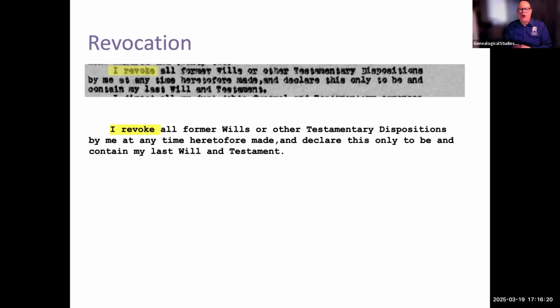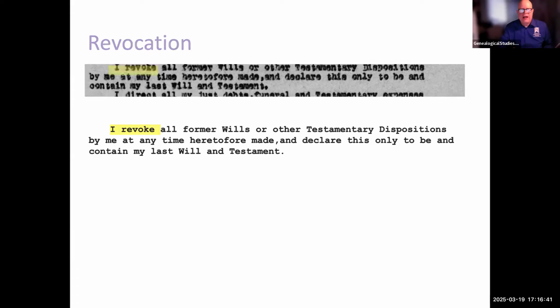I mention that because I know it's very confusing and it's very hard when you're starting to deal with these documents the first time. You don't know what boilerplate is. I mean, it all looks kind of important. It all looks legal and flowery. So here's an example of just standard legal boilerplate. All you really need to pay attention to are those magic words, I revoke.